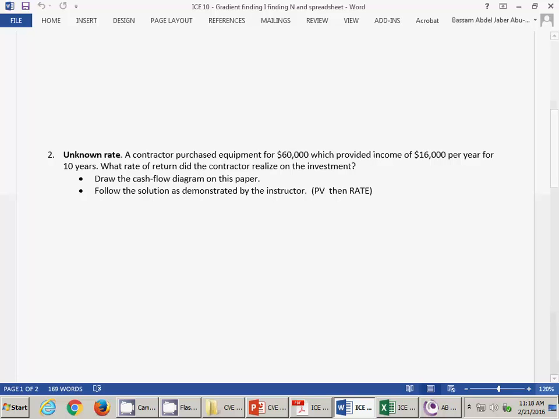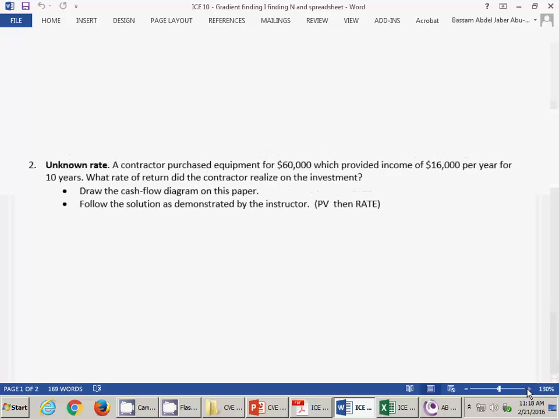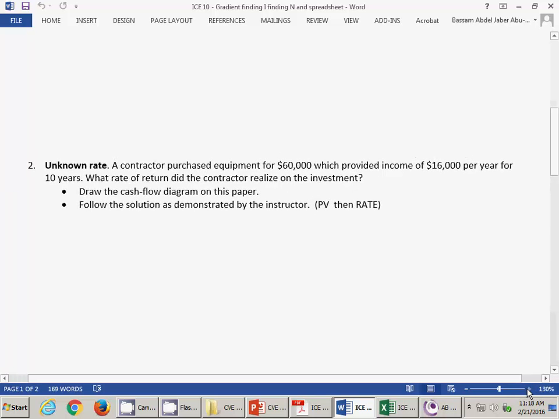All right, so the next question is asking, a contractor purchased equipment for $60,000, which provided an income of $16,000 per year for 10 years. What rate of return did the contractor realize on the investment? So the first part that you're doing on the paper is just draw the cash flow diagram. Should take 1 minute. Once you've got the cash flow diagram drawn, I'm going to unlock the computer so you can follow me as I do something on Excel. All right? So just draw this cash flow diagram. It's an easy one.